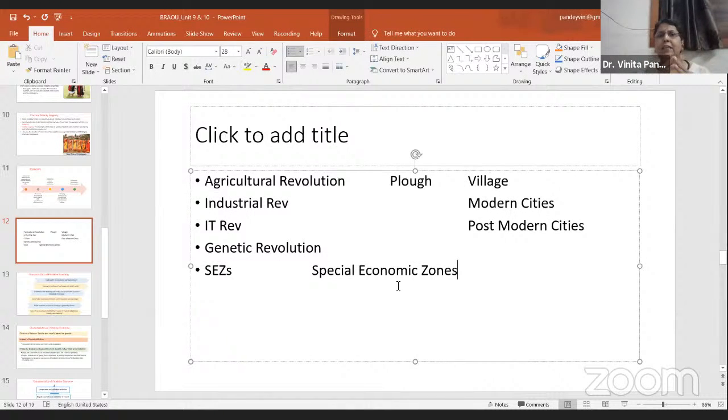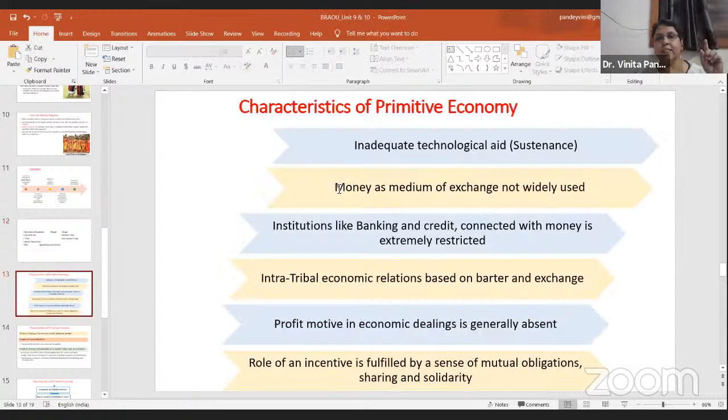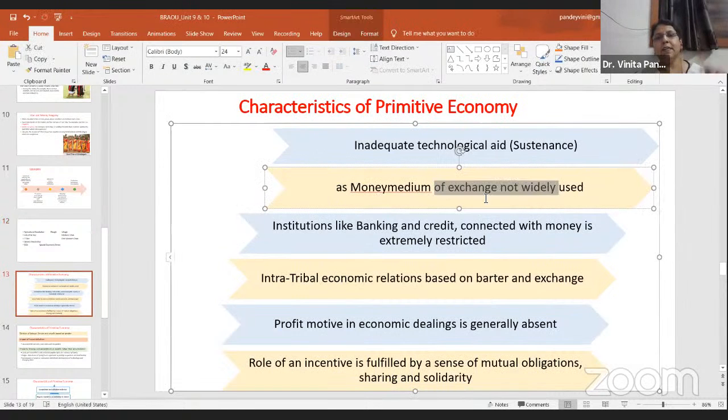The question here is, why am I talking about SEZs in an anthropology class? Most of the SEZs have been allocated in tribal zones. So when we are talking about this point, see, the second point: money as a medium of exchange is not widely used. This is the typical characteristic of tribal economy.